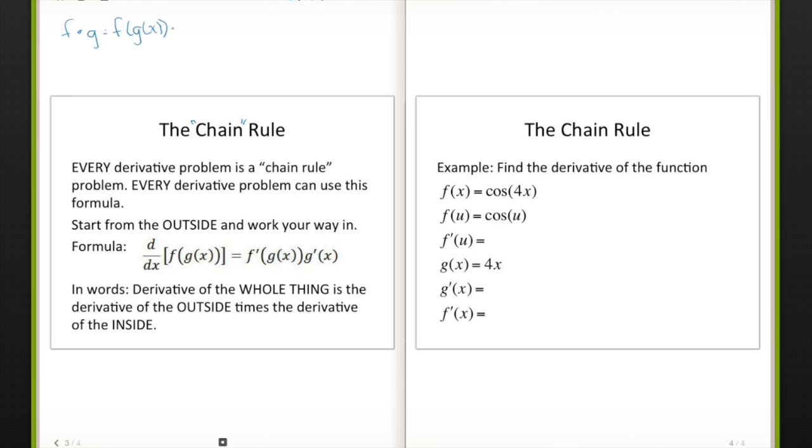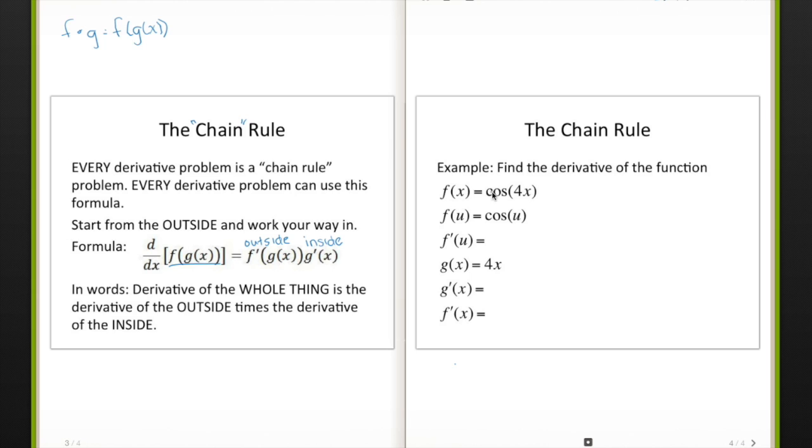This originates from the idea of composition of functions from pre-calculus. Before we've seen f compose g or f of g of x. Using the chain rule is looking at a function that's in that format, a function inside of another function. And it just basically tells us to start from the outside and work your way in. We start by taking the derivative of the outside function, and then we take the derivative of the inside function, and we simply multiply them together. That's all the chain rule is about.